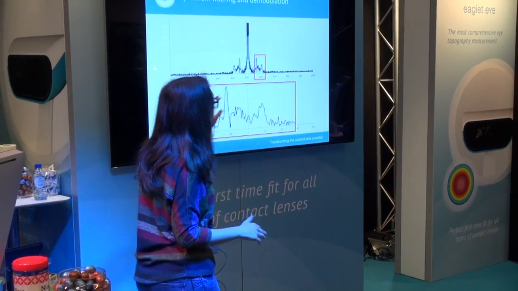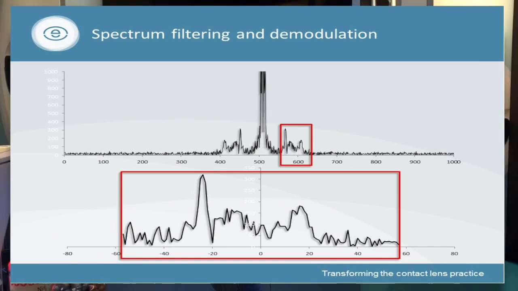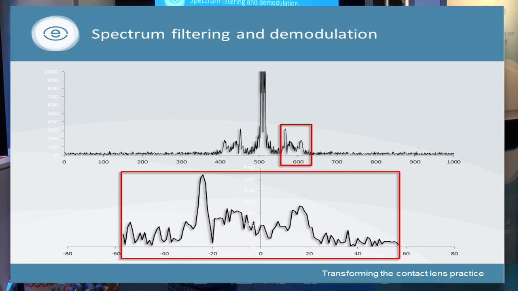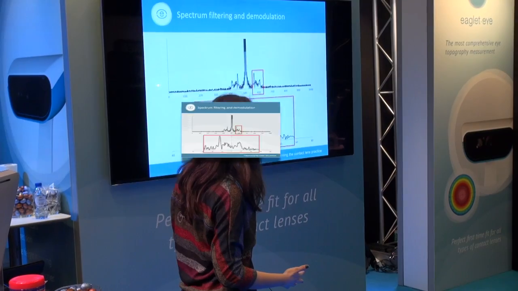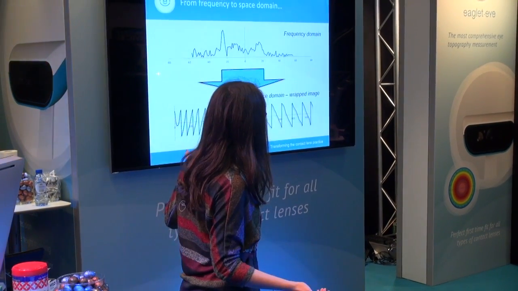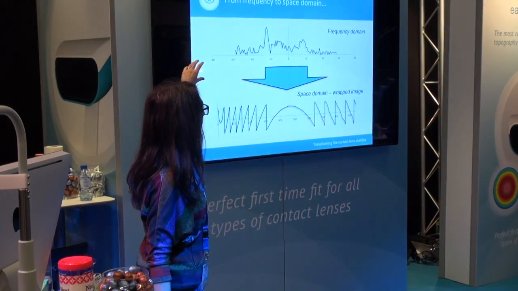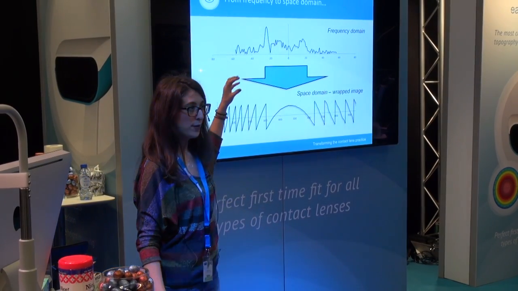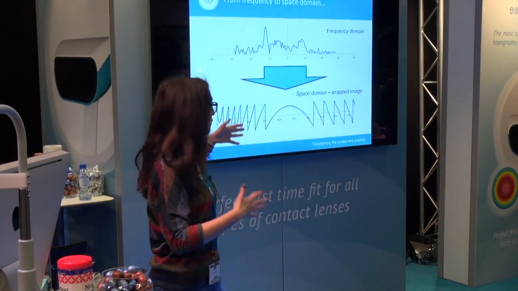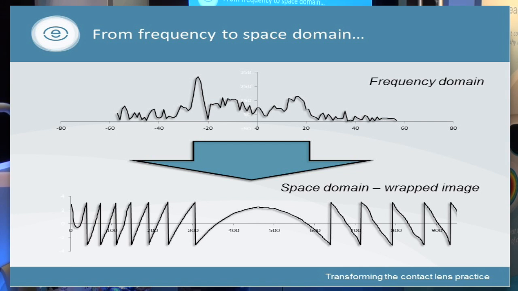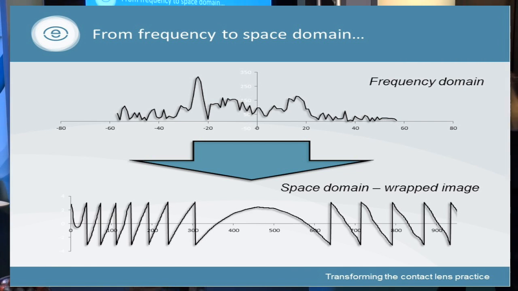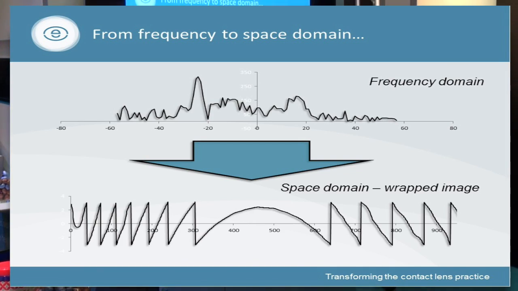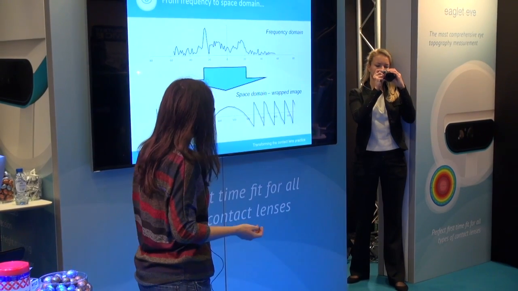Once we are happy with that and we know where the information is, we bring it to the middle of the spectra. This process is called modulation. Once we are happy with the frequency domain, we go back to the space domain, because that's where we can understand the data. It's what we are used to working with.